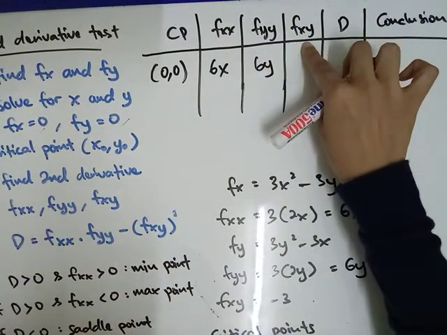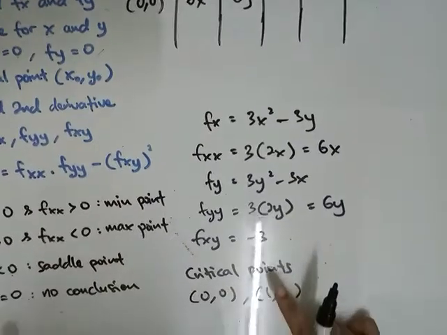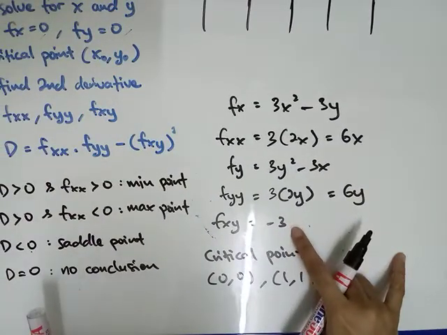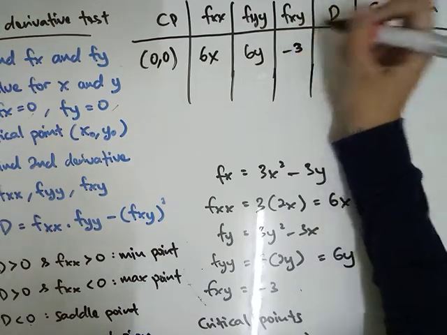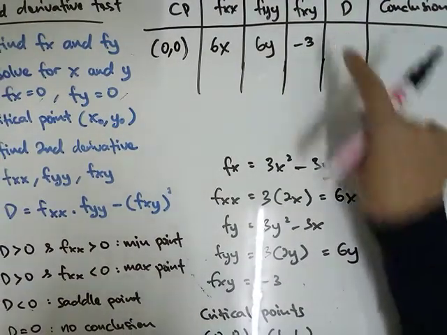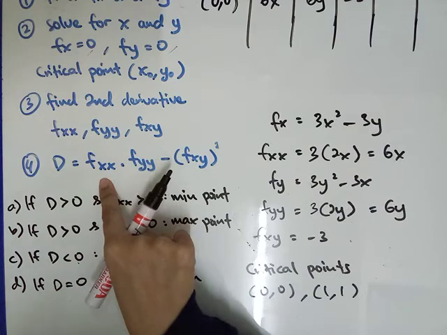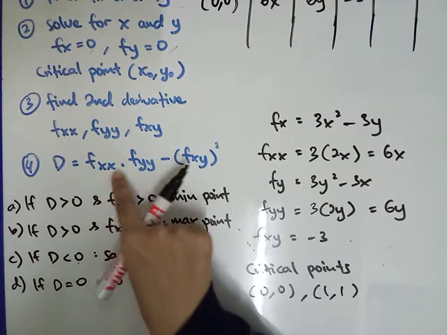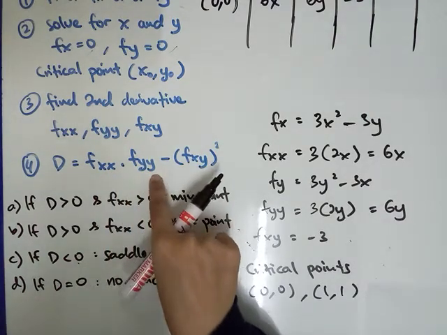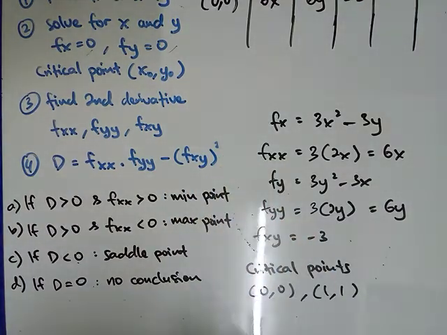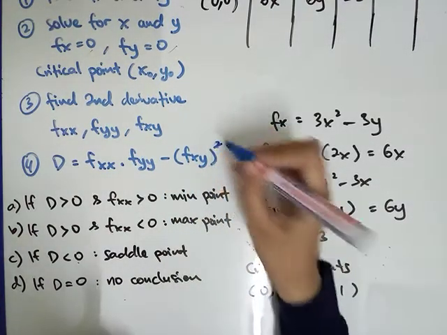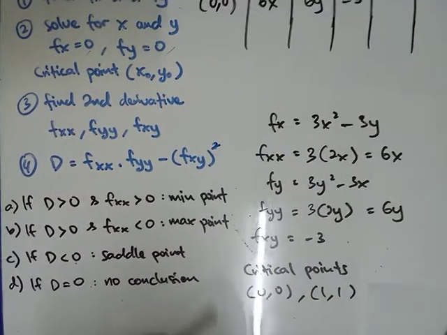What is fxy? Fxy, it is negative 3. And then, how to find D? By using this formula: fxx multiply with fyy minus fxy power 2. Okay, it has power 2 here.